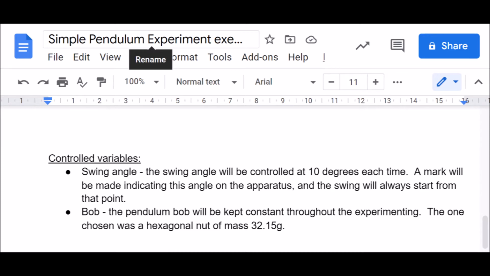You can see that in this experiment, I kept the swing angle exactly the same because I marked a 10-degree mark and made sure I always started the pendulum swinging from that 10-degree mark. I also used the same pendulum bob all the time. I used a little hexagonal nut. I put it on the scales and it was 32.15 grams. And so anyone can use the same variables as me and get the same results.